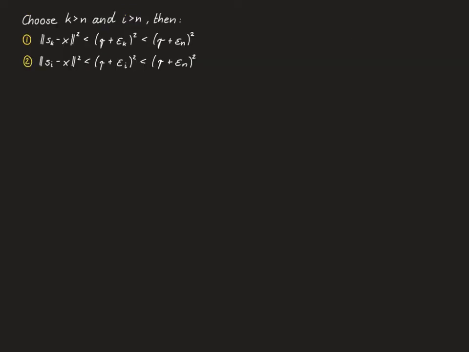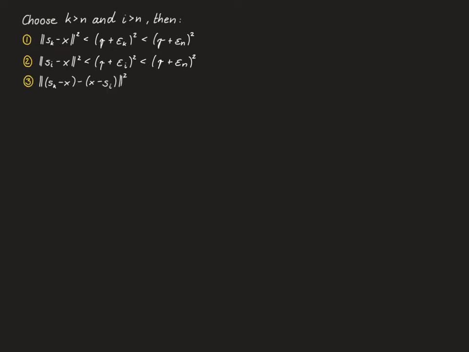If we choose both indices k and i greater than n, then we can bound the terms as follows. First, the norm of sk minus x squared is obviously less than gamma plus epsilon k squared, which in turn is less than gamma plus epsilon n squared. And the same thing holds for the squared norm of si minus x. It's less than gamma plus epsilon i squared, which is less than gamma plus epsilon n squared.